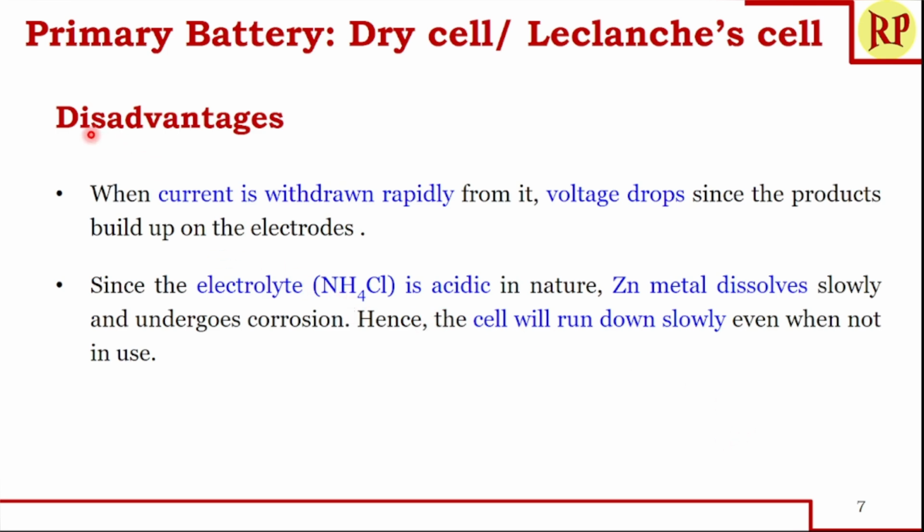So due to this, we have limitations or disadvantages of using this battery. That is, when current is withdrawn rapidly from it, very important, rapidly from it, the voltage drops, since the products build up on the electrodes. That is why I said this zinc complex which is formed is solid in nature, and it occupies the area around the electrode, and this slowly affects the voltage, especially when the current is withdrawn rapidly. That is why we are not supposed to utilize these cells where more current is required.